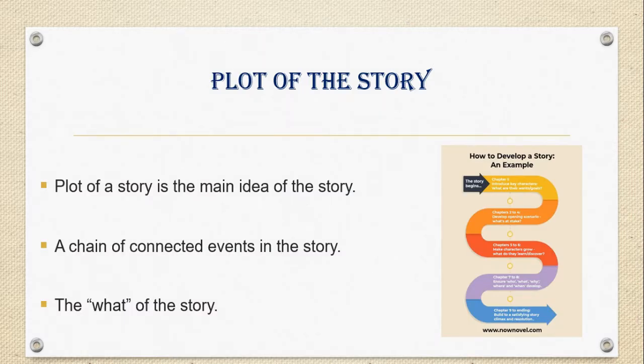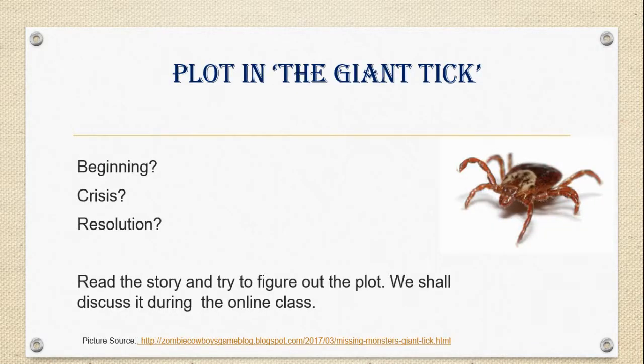The first major element, the plot of a story, is the main idea of the story. This is a chain of connected events in the story, the what of the story. We will try to figure out what the plot of the story is in The Giant Tick. We will try to see what the beginning of The Giant Tick is, what the crisis is, and how it is resolved. We encourage you to read the story before coming to the class, but we will discuss it later in detail in our online session.